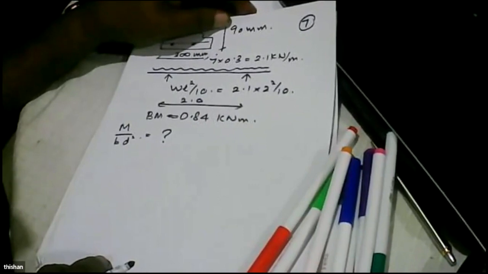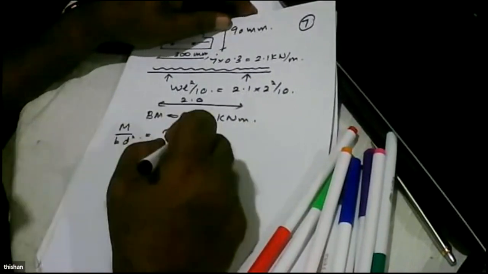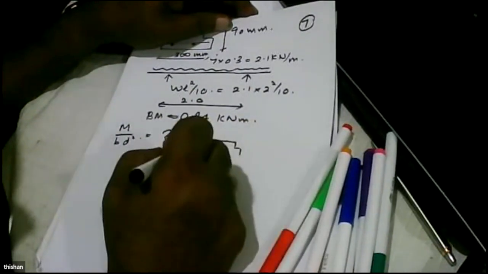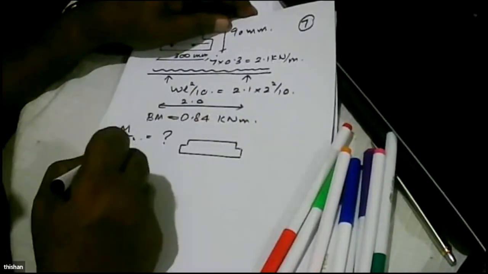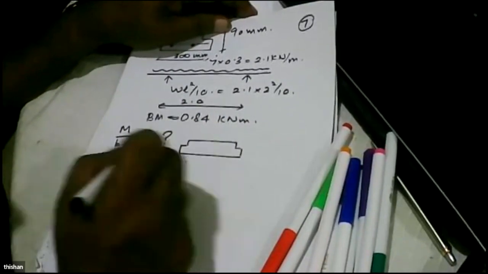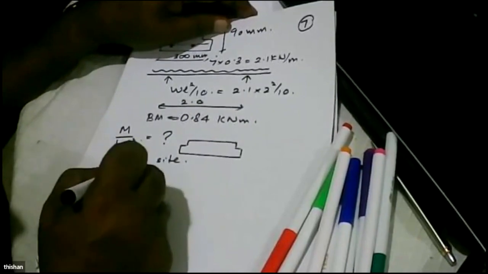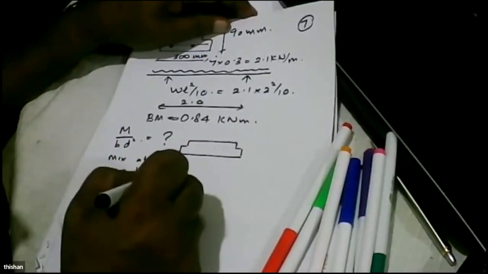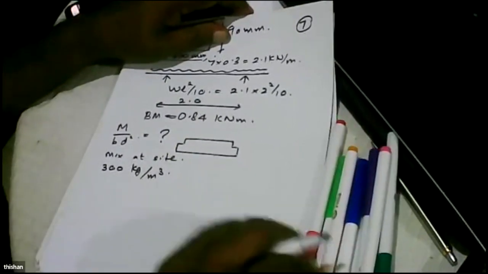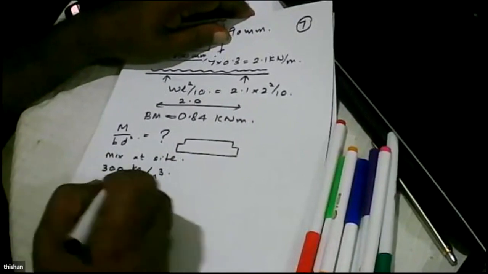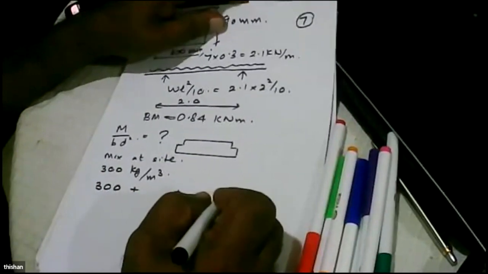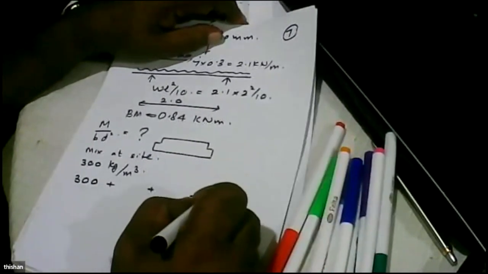Okay. Now we are precasting this element. We can mix concrete at site. And let's say we are using 300 kilograms per meter cube of cement. So the mix will be 300 plus X plus Y plus water equals 2,500.